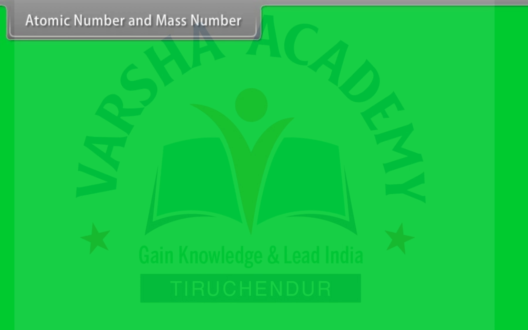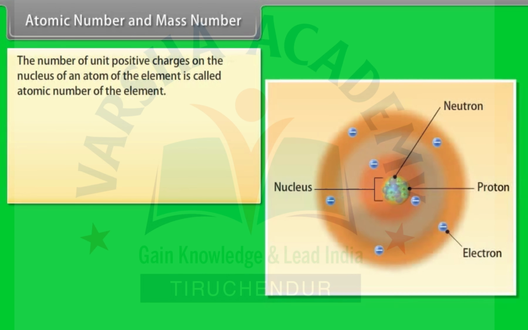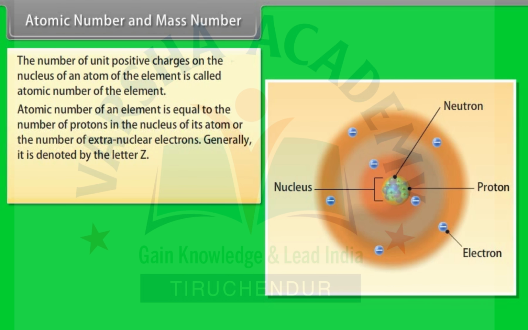Atomic number and mass number. The number of unit positive charges on the nucleus of an atom of the element is called the atomic number of the element. Atomic number of an element is equal to the number of protons in the nucleus of its atom or the number of extranuclear electrons. Generally, it is denoted by the letter Z. Atomic number Z is equal to number of protons, which is equal to number of electrons.